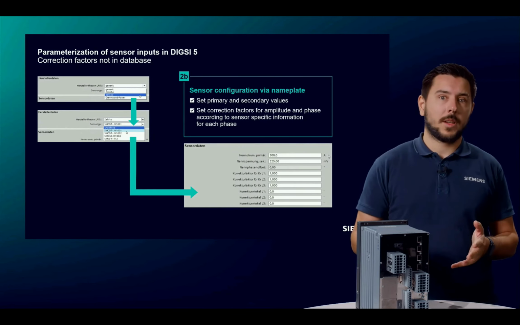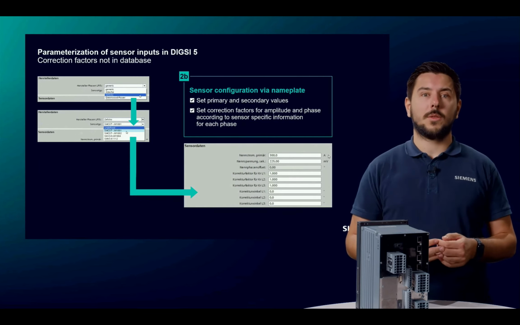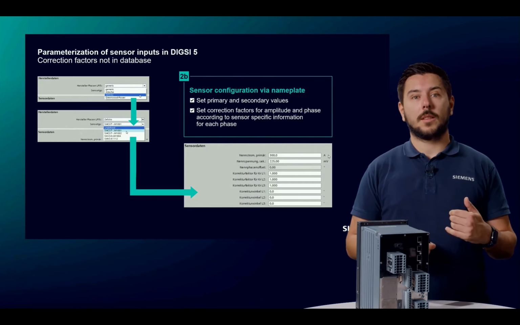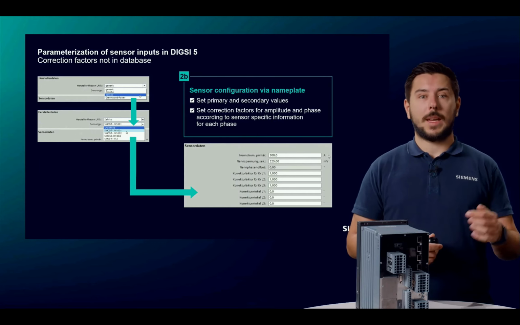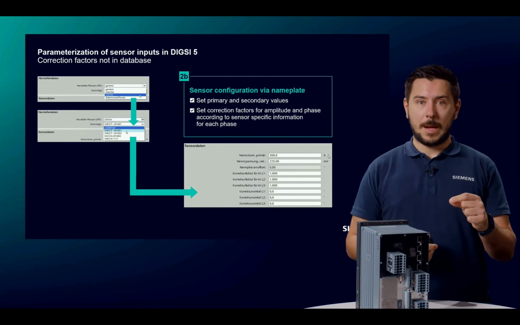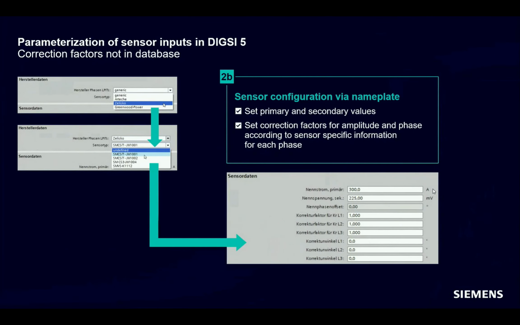The only main difference is that instead of the serial number, the correction values for amplitude and phase must be transferred from the nameplate into DIXI. The transformation ratio is preset by the respective manufacturer by selecting the specific type, but can also be changed. The input mask looks basically the same. Of course, you can find more detailed information on all these parameters and the settings in our device manual.